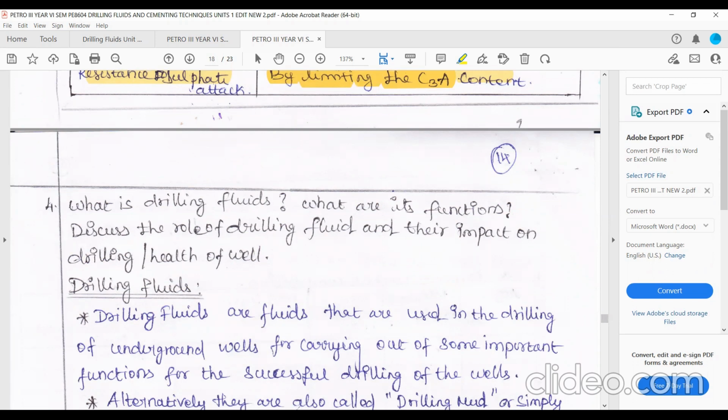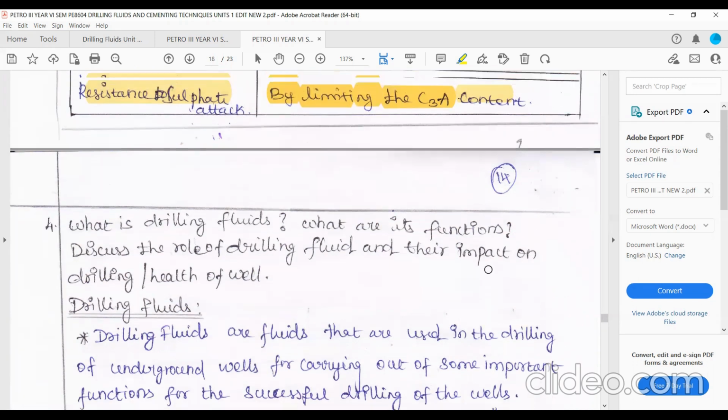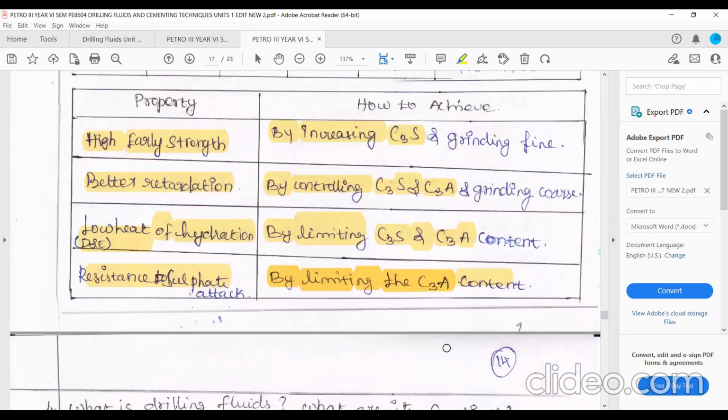So let's move on to water-based drilling fluids. I think this section is already familiar to us. And let me share other slides with you.